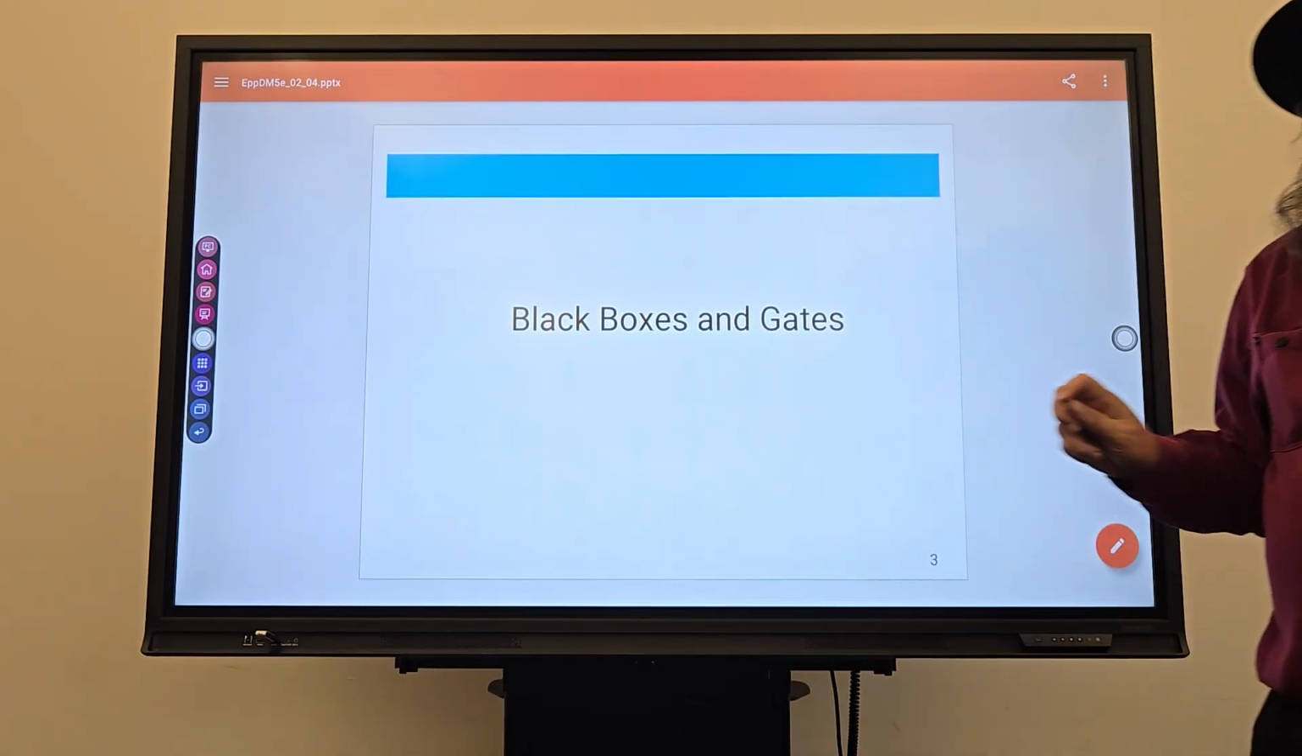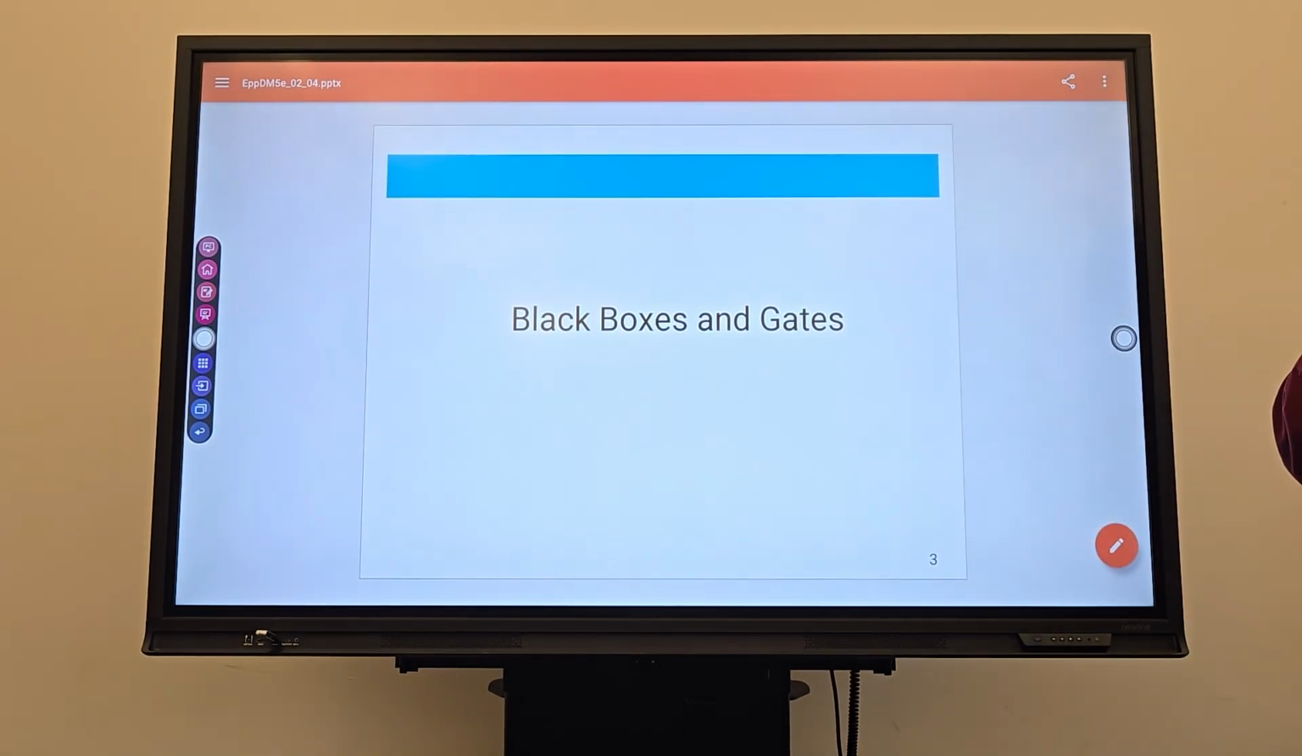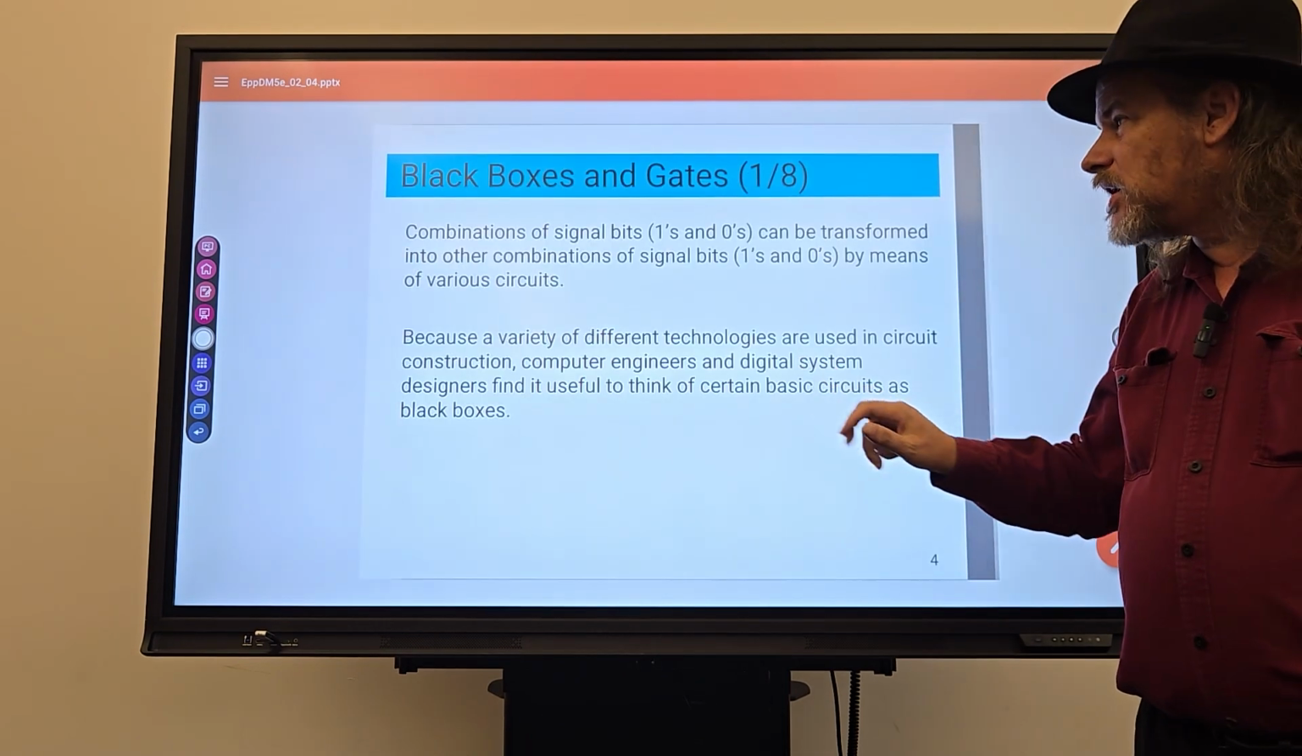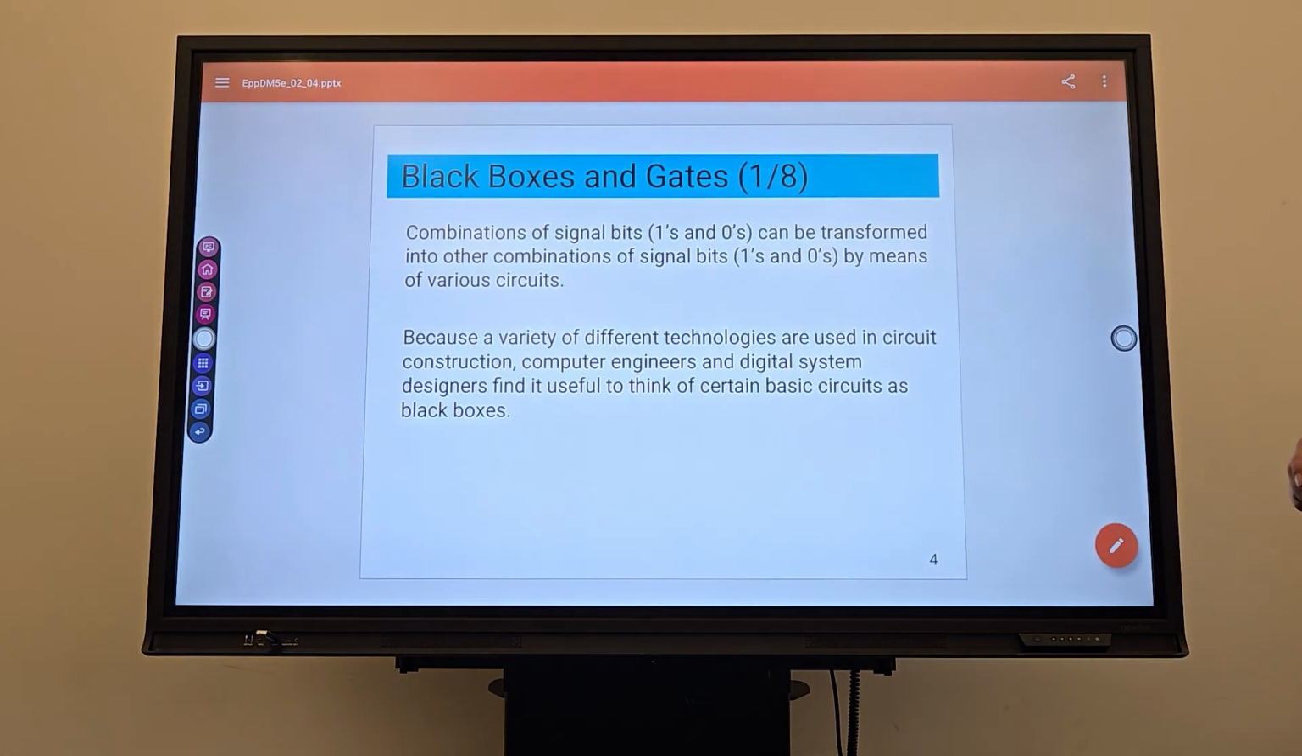You can look at a digital logic circuit as a black box. You don't know necessarily how it's implemented, but you know if you give it certain inputs, it'll give you certain outputs. So, combinations of signal bits, ones and zeros, can be transformed into other combinations of signal bits by means of various circuits. Because a variety of different technologies are used in construction, engineers and designers find it useful to think of logic gates as black boxes. How it's implemented doesn't really matter as long as it works the way it's intended.